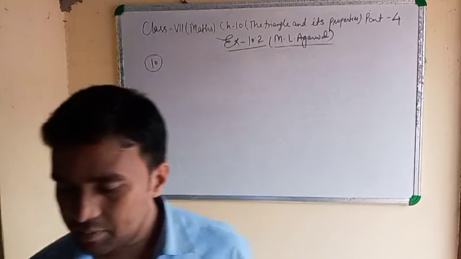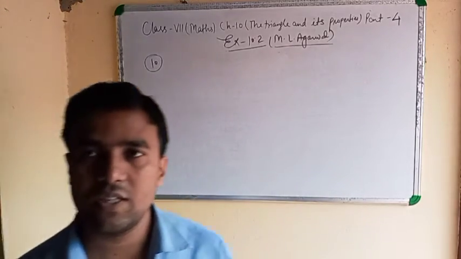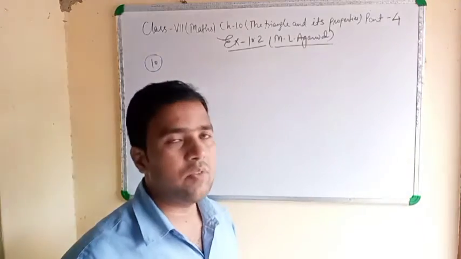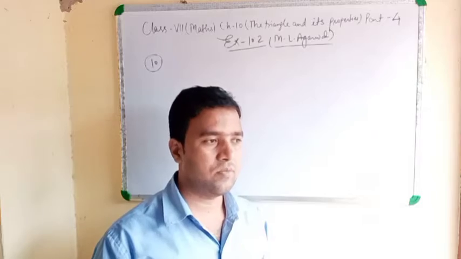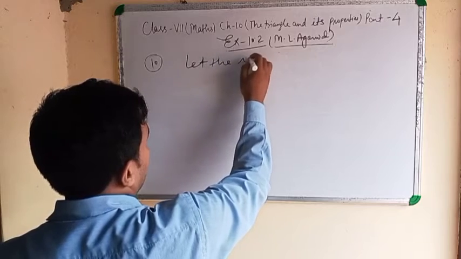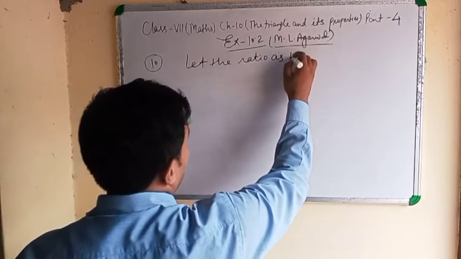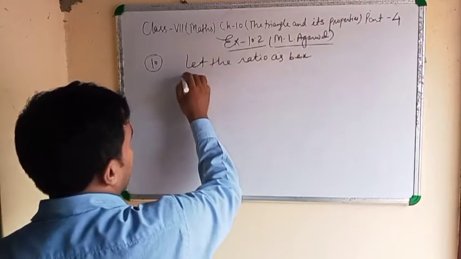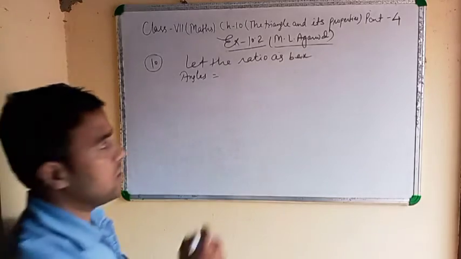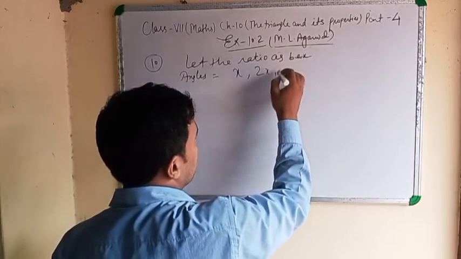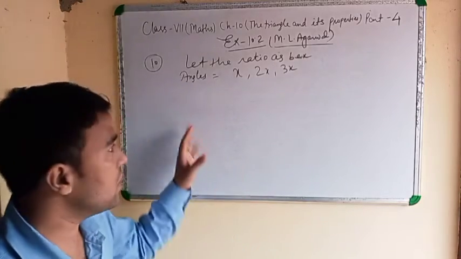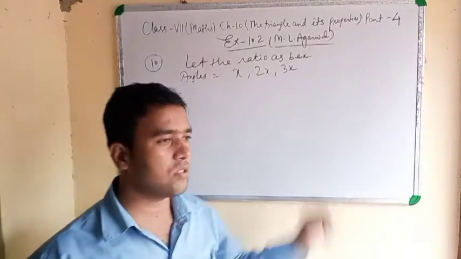Question number 10. If the angles of a triangle are in the ratio, here all the angles are given in the ratio. Clear? So first of all we will let the ratio be x. Now angles, given ratio 1, 2, 3 means x, 2x, 3x. Clear? Ratio changed to x. Angles are x, 2x, 3x.